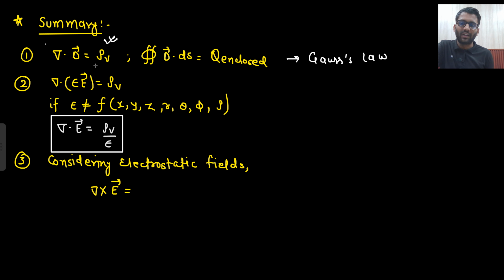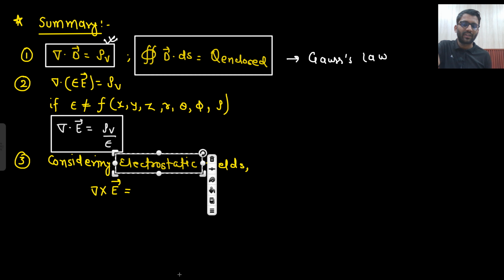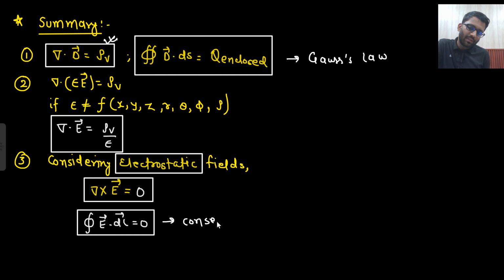Always remember this condition, and del dot D is equals to rho V. This also you should remember. And considering electrostatic field, your del cross E is equals to 0, or you can write the closed line integration of E dot dl is equals to 0. What does it show? Conservative nature of electrostatic field.